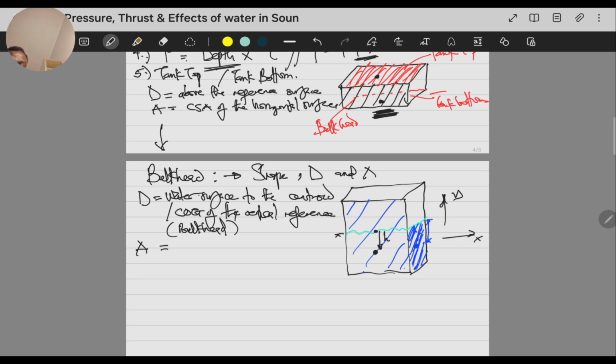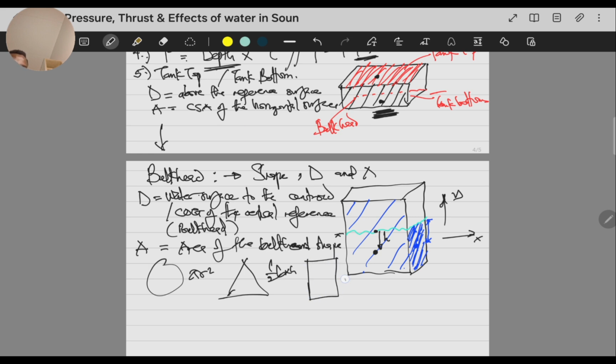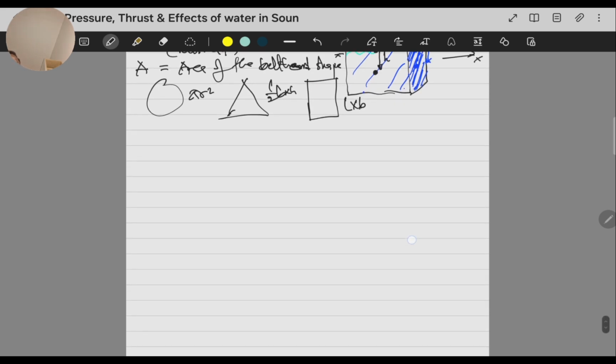And then we also consider the area of the bulkhead shape. So if it's a circle, it's pi r squared. If the shape is a triangle, it's half base times height. If the shape is a rectangle or square, we say it's length times breadth. Yeah, and that's it.